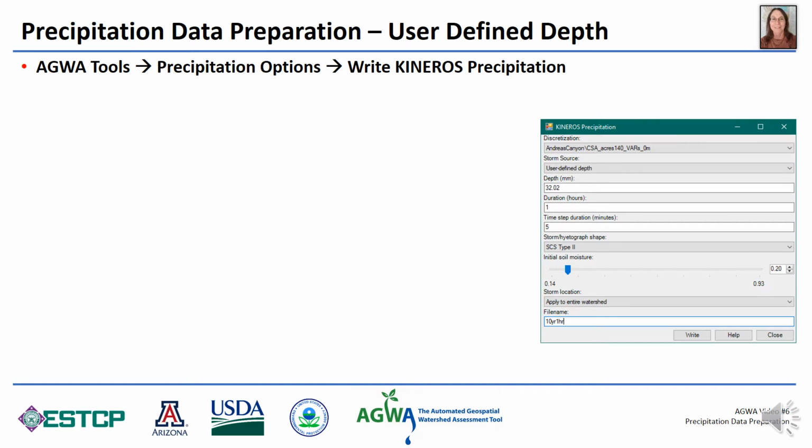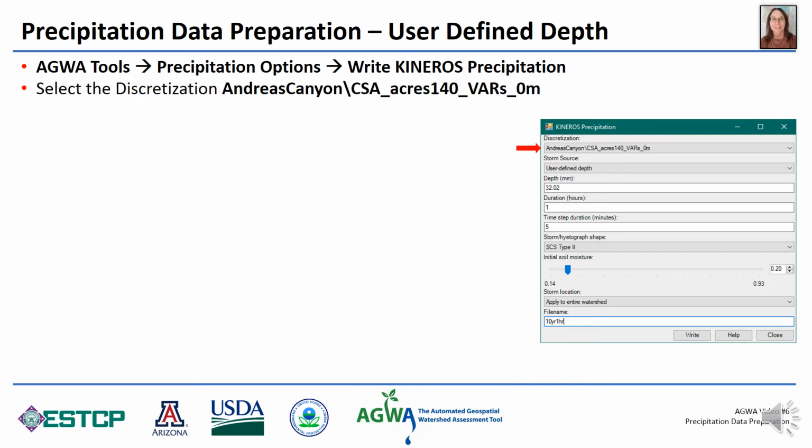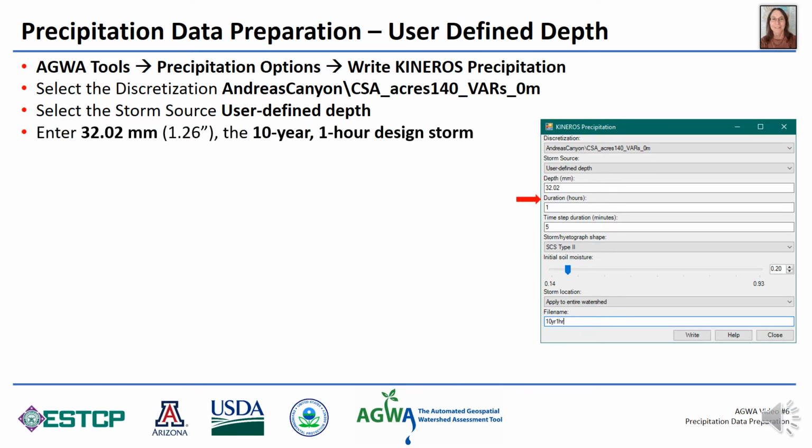First, we'll look at the user-defined depth method. Go to AGUA Tools, Precipitation Options, Write KINEROS Precipitation. Select the discretization you created previously. Then select the storm source from the drop-down menu, User Defined Depth. Enter 32.02 millimeters for a 10-year, 1-hour design storm.